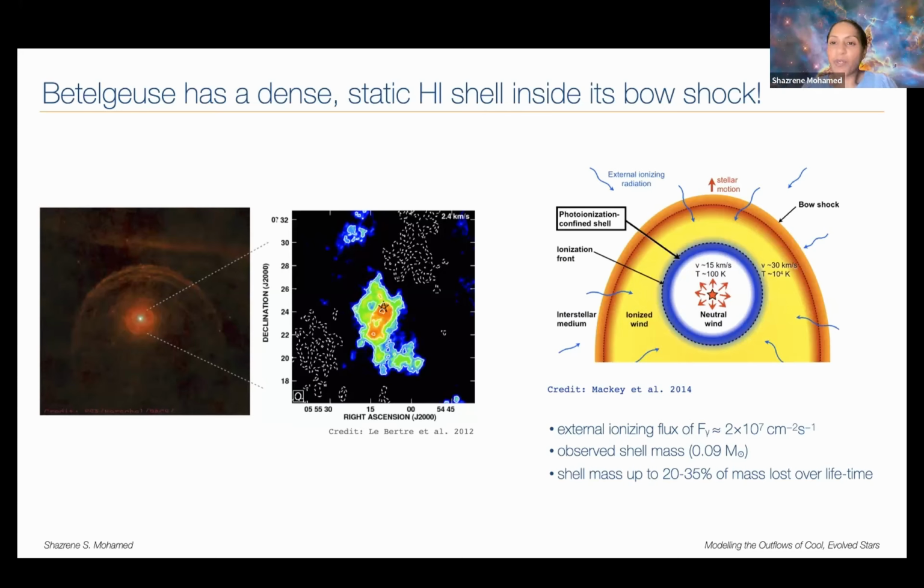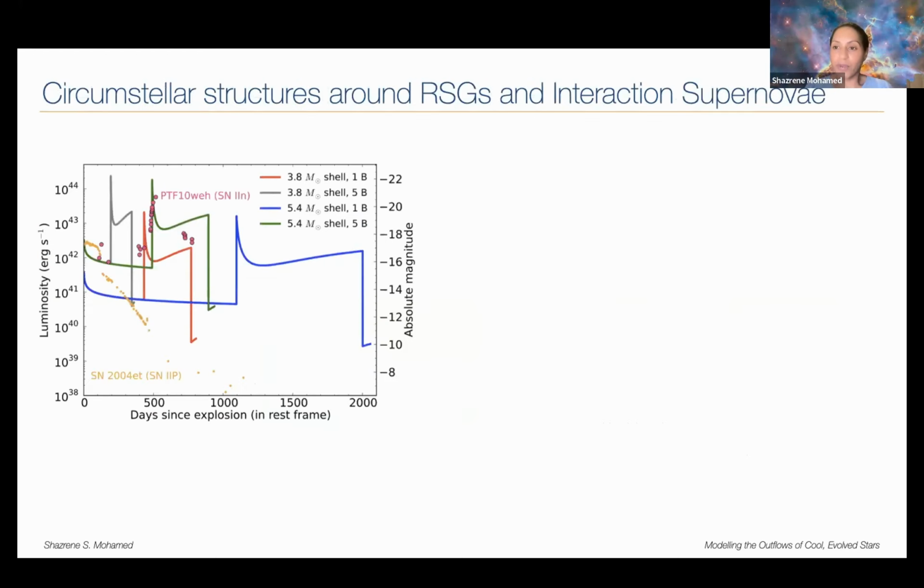But the idea that we proposed is that you can have some external ionizing photons, which can photoionize the wind inside the bow shock, and that can create a pressure which can confine this material. And so you can build up these photoionization confined shells. And you can store actually quite a lot of the red supergiant's mass over its lifetime. And this is really interesting for interacting supernovae. So this is an example of the luminosity of the supernova versus days since explosion. And in orange, what you see is a typical red supergiant explosion, a type II-P, and how it brightens and then eventually fades.